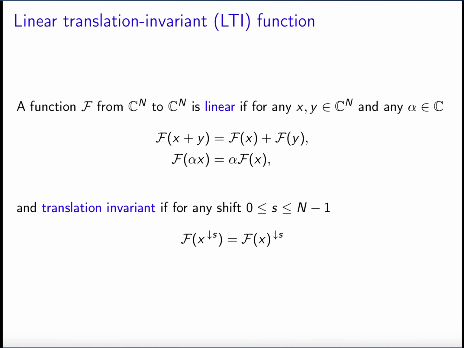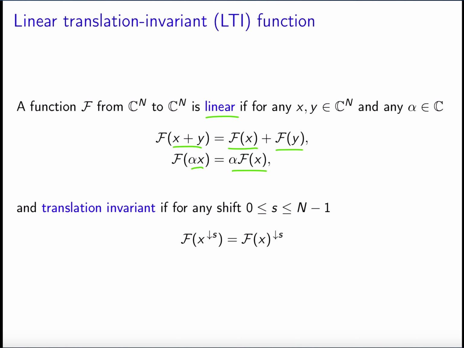Great. So now we're going to consider linear translation invariant functions, or linear translation invariant models. We have already discussed what linear models look like. Basically, a function is linear if, when you apply the function to a sum of inputs, that's just equal to the sum of the corresponding outputs. If you scale an input, that's just equal to scaling the corresponding output.